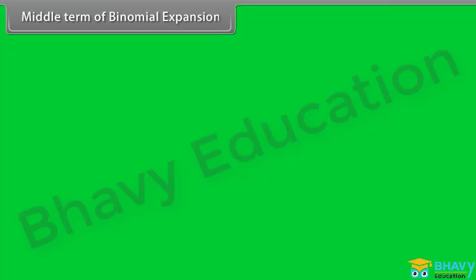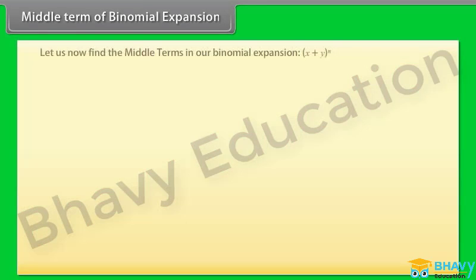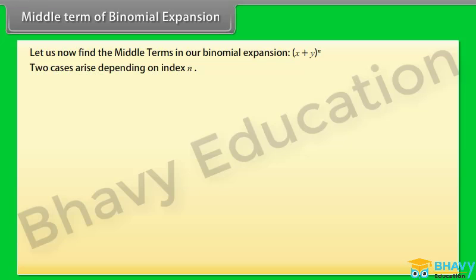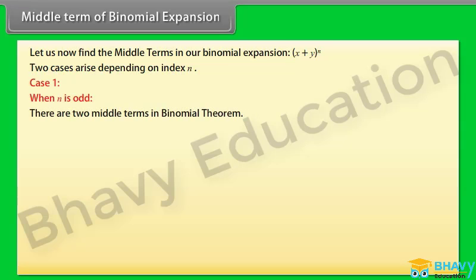Middle term of binomial expansion. Let us now find the middle terms in the binomial expansion (x + y)^n. Two cases arise depending on index n. Case 1: when n is odd. There are two middle terms in the binomial theorem: the (n+1)/2 th term and the ((n+1)/2 + 1)th term.